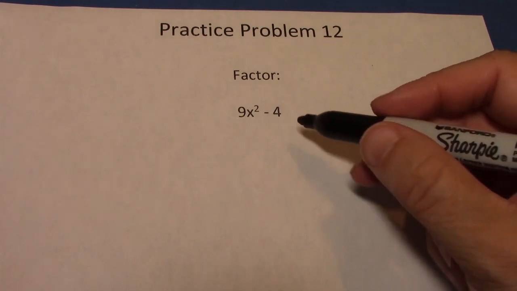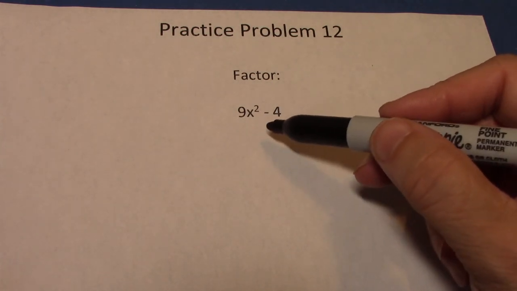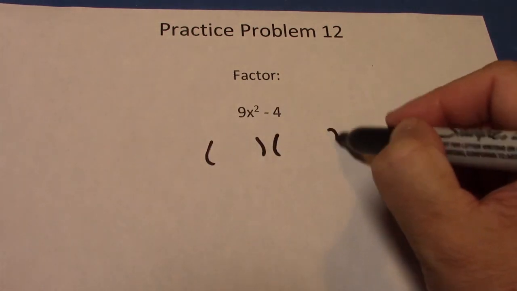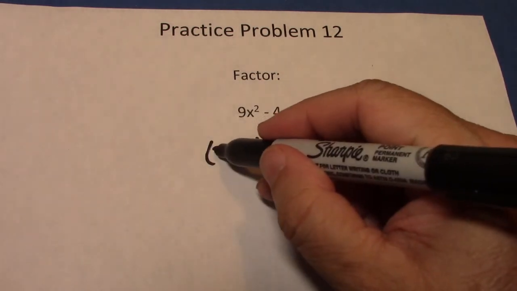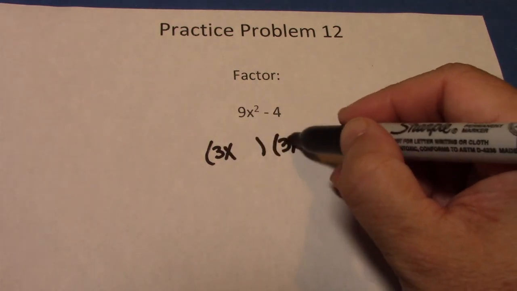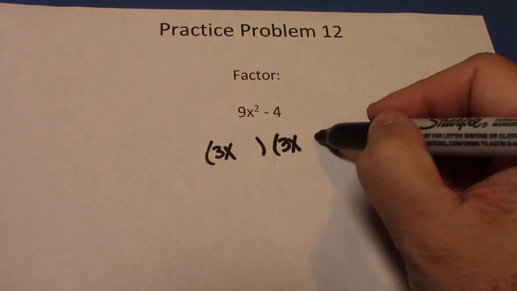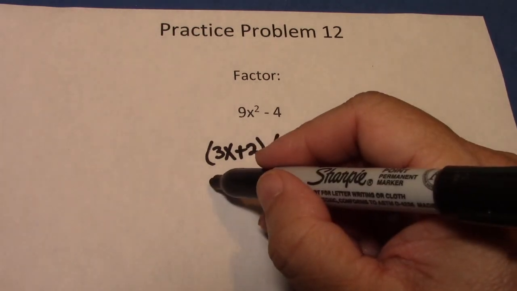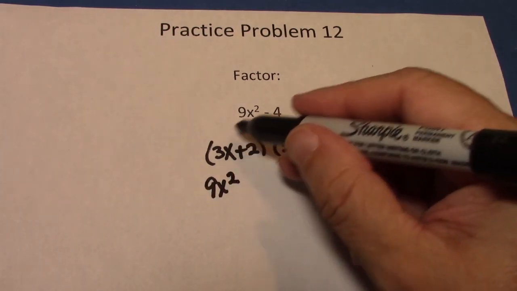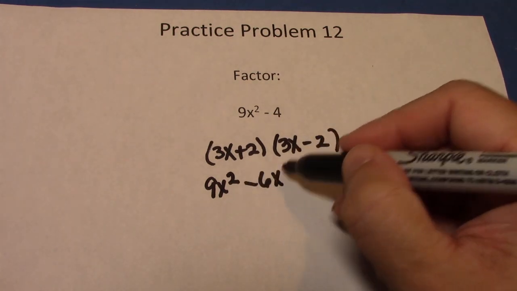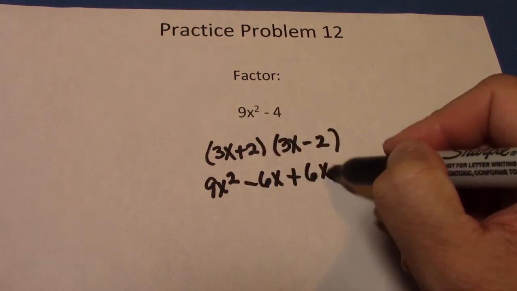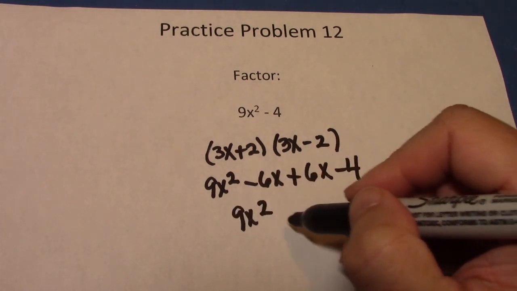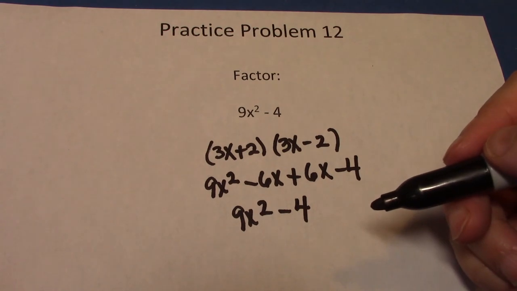And finally, problem 12 is another factoring of the difference between two perfect squares. The perfect square at the beginning here is 3x, and the square root of 4 is 2. One's positive, one's negative. Let's just prove that's right. Outsides is minus 6x, insides plus 6x, minus 4. The middle cancels out, and we've checked our work. We're back to 9x squared minus 4.